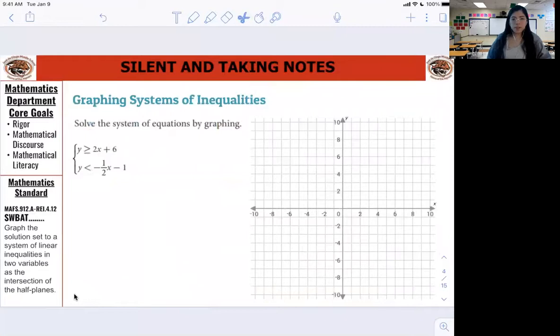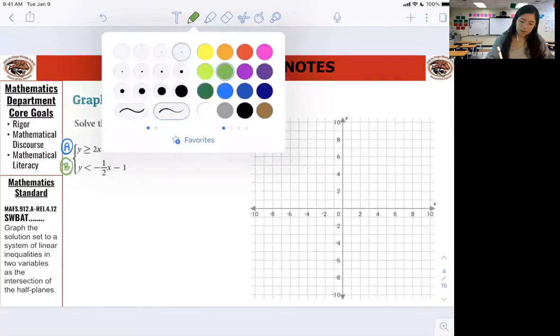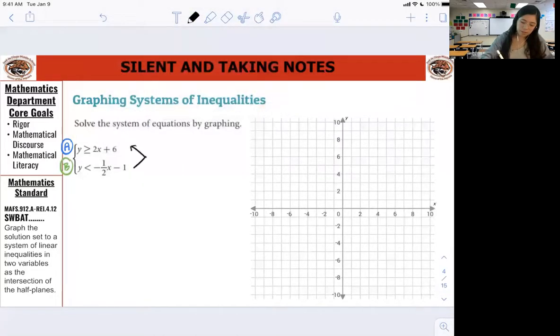We're going to solve the system of equations or inequalities by graphing. Let's first take a look at these two equations. I'm always going to label them, and I like to color code them because it's a lot easier to visualize when it's colorful. Are these equations written in slope-intercept form or standard form? Slope-intercept. Good. Both of them are in slope-intercept form, which is awesome, because slope-intercept form is the one that's easier to graph with.